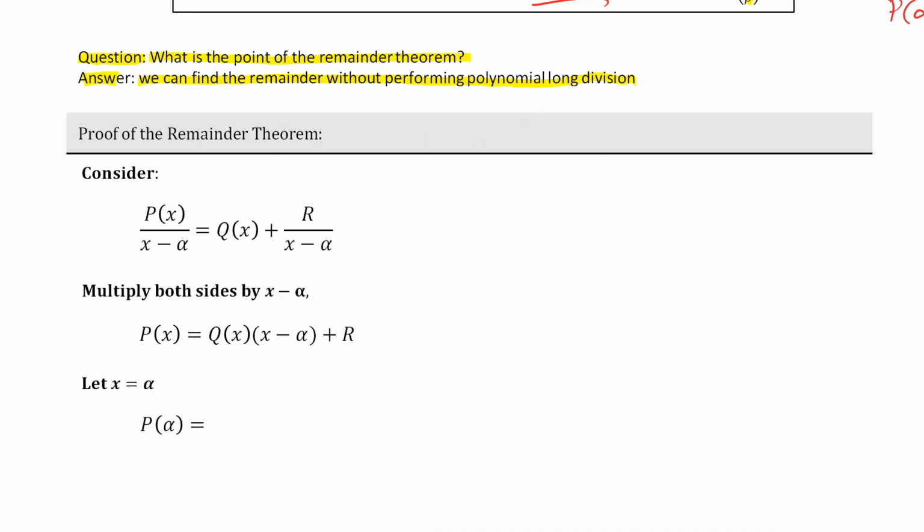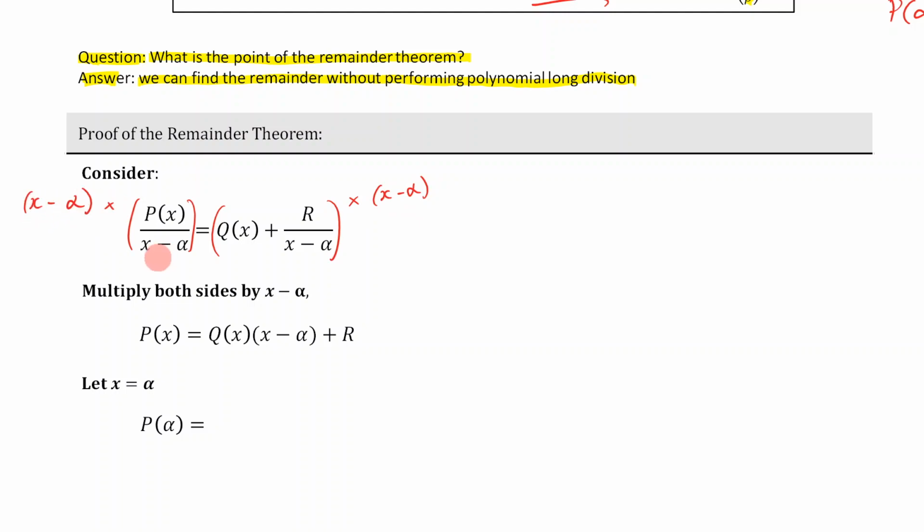So here we have the following. We have p of x divided by x minus alpha, and our answer is going to be our quotient plus our remainder over the divisor. So the divisor is here, remember the remainder goes over the divisor. Now it says multiply both sides by x minus alpha. So what that means is we're going to multiply this side by x minus alpha, and we're going to multiply this side by x minus alpha.